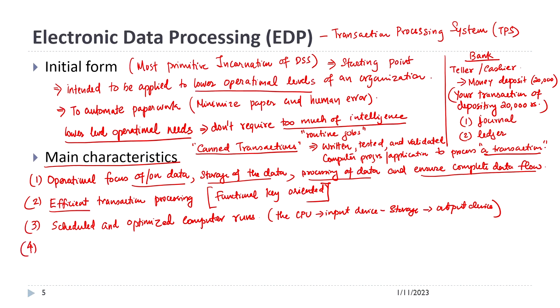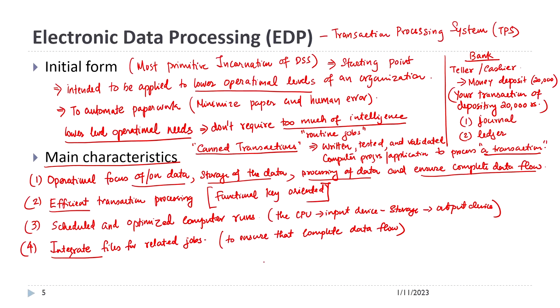Now comes the fourth part, which is to integrate files for related jobs. So if you have different files, it is to ensure a complete data flow, to make sure that all the files that are related to the job are integrated at the same time. So all those things are integrated.